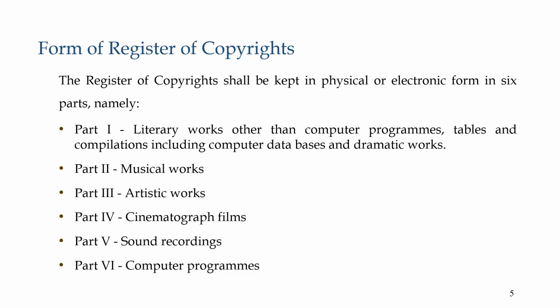The Copyright Office maintains copyright registers. The register of copyright shall be kept in physical form or electronic form in 6 parts. Each part refers to a particular creative work. For example, part 1, literary works other than computer programs, tables, and compilations, including computer databases and dramatic works. Part 2, musical works. Part 3, artistic works. Part 4, cinematograph films. Part 5, sound recordings.